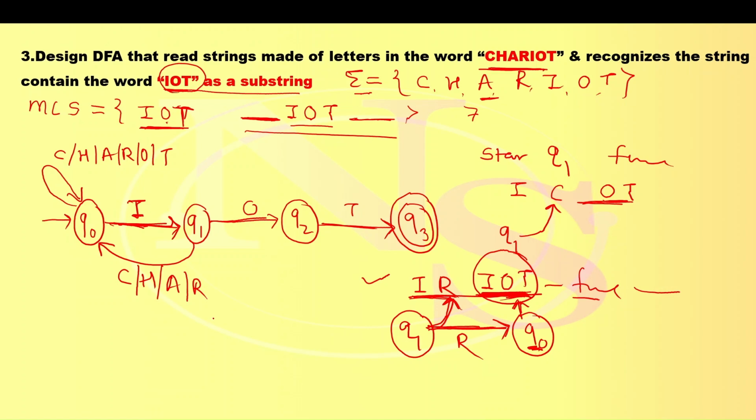Then next one is O. Similarly we can find for O. Do we need to find? No, because already there is a transition for O. Deterministic, only one transition for one symbol, so O is not required.